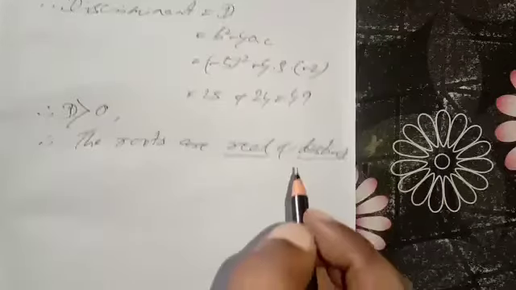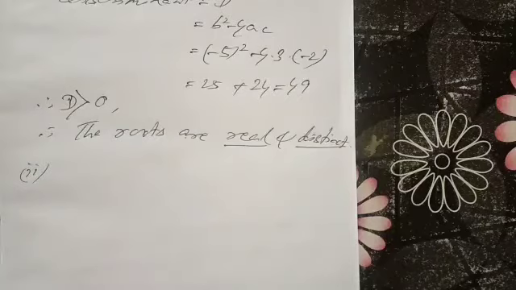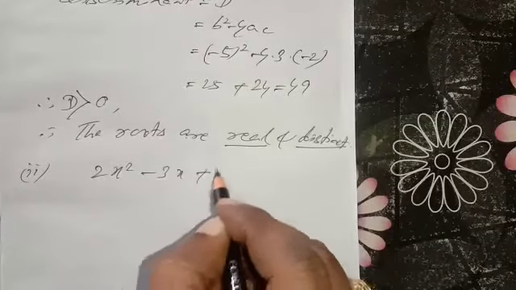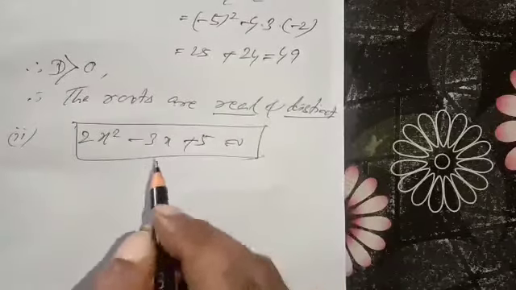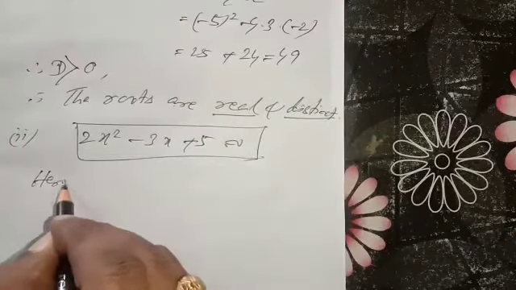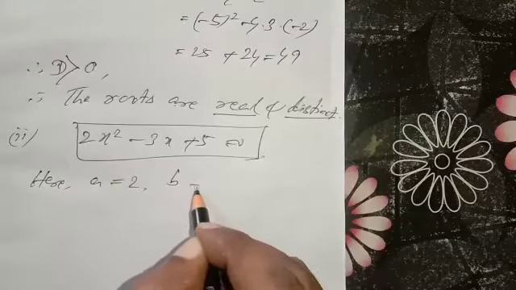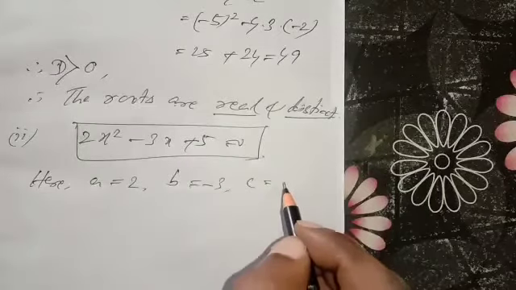Clear? Then second part question, it is given 2x square minus 3x plus 5 is equal to 0. This is the quadratic equation given. First of all, you have to find out what is A. Here A means the coefficient of x square, that is 2. B, the coefficient of x, that is minus 3. C means the constant term, that is plus 5.